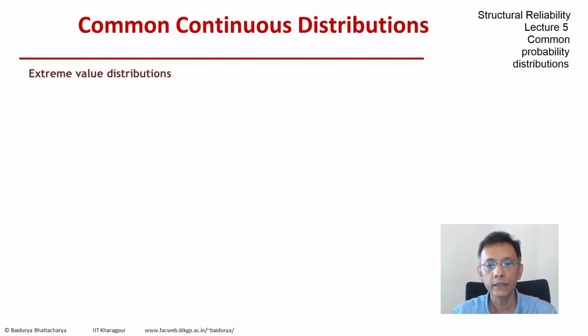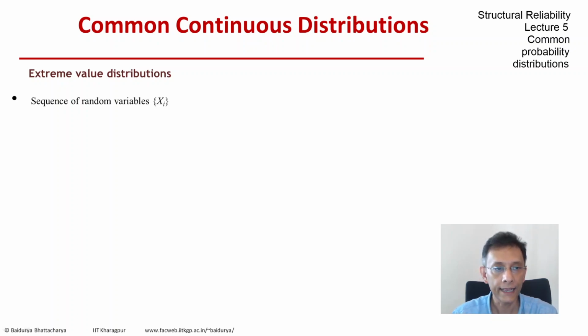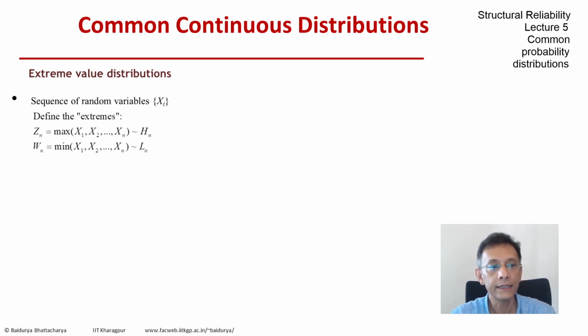We end this discussion on common continuous random variables in structural reliability with extreme value distributions. So this is the problem statement. We have a sequence of random variables x1 up to xn, and we are interested in how the maximum or the minimum of this sequence are distributed.